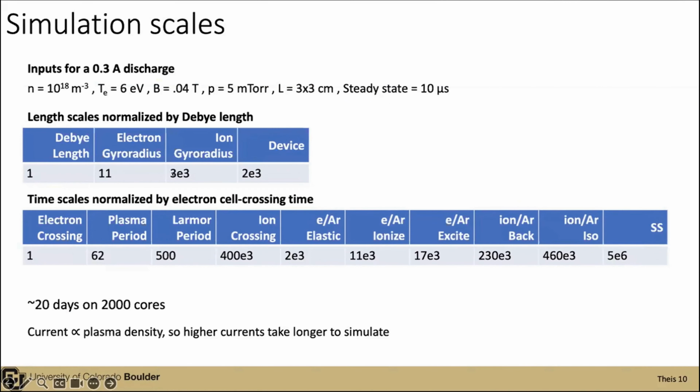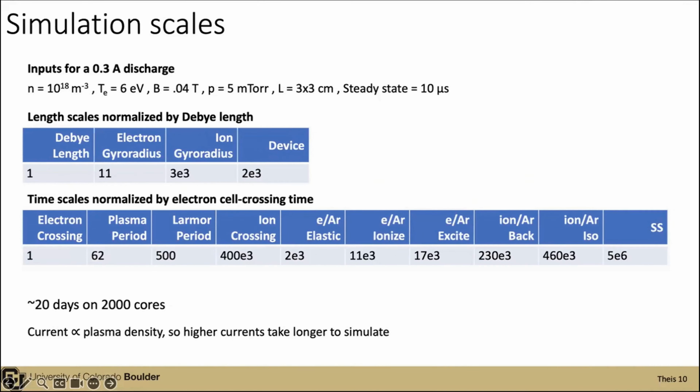So I'm giving you some length scales in this top table, normalized by the Debye length, which is the smallest length scale, and that's what sets my cell size. So you can see that the electron gyro radius is 10 times that Debye length at this density, and then the ion gyro radius is much bigger. In fact, it's bigger than the device, and again, that's why the ions are considered unmagnetized.